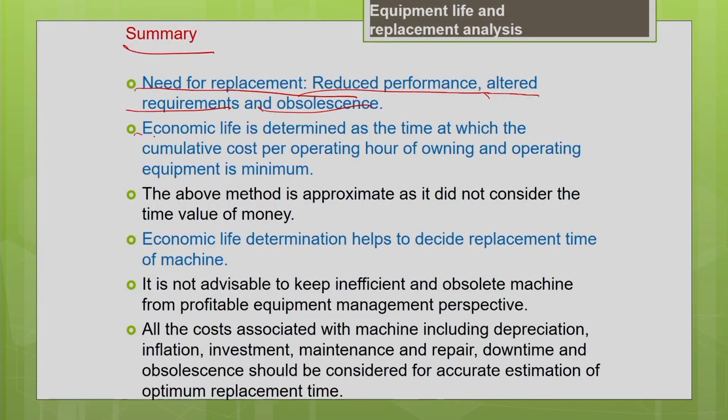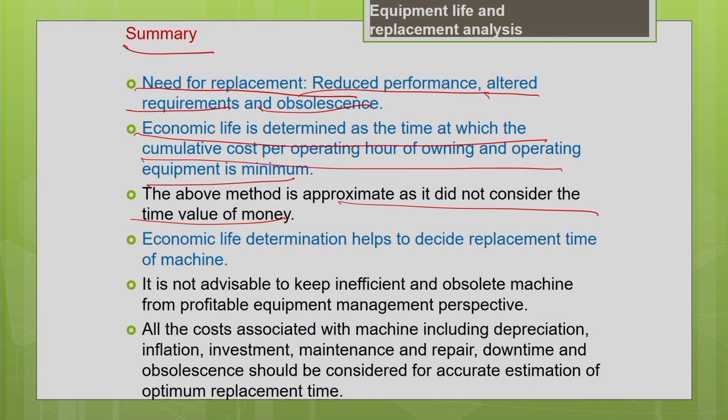So economic life is the time at which your cumulative cost per operating hour of the machine is minimum. That is what we have discussed. And one thing we have to note here: though we consider most of the cost associated with the machine, one thing we have missed in the previous analysis is that we did not consider the time value of money. When you do not consider the time value of money, obviously your cost estimate or decision is going to be only approximate.